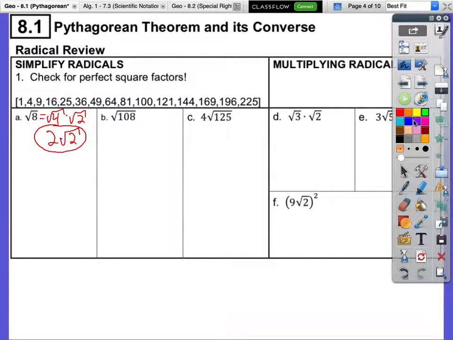But square root of 108. Square root of 108. What we want to look for is the biggest perfect square that goes into it. We could do it with smaller ones, but it's going to be more work. We can get there still.